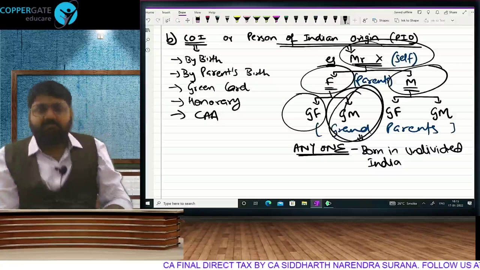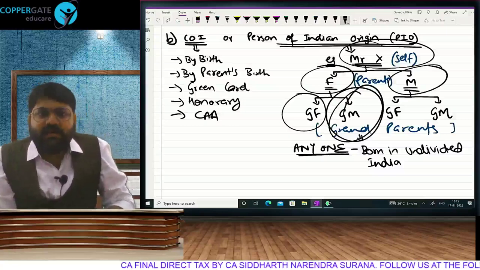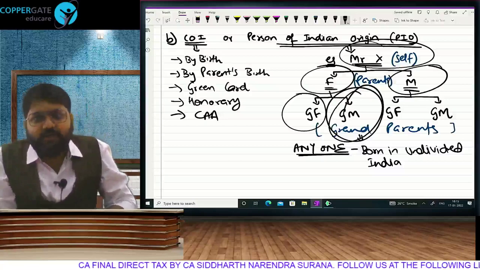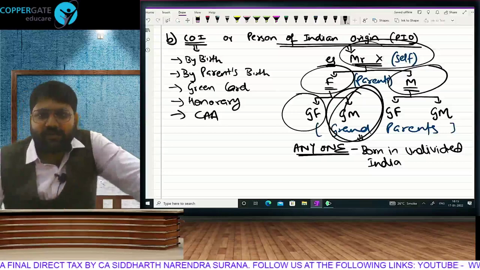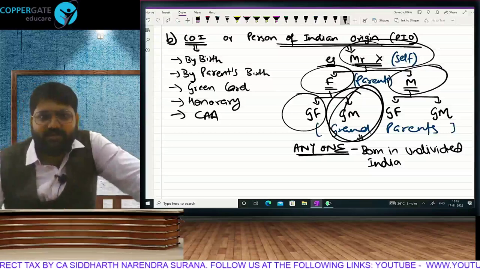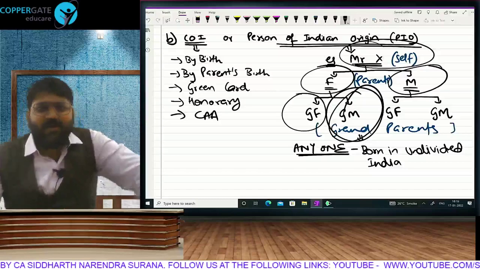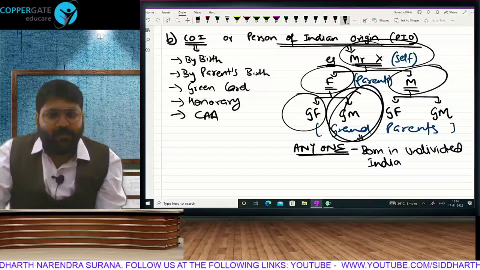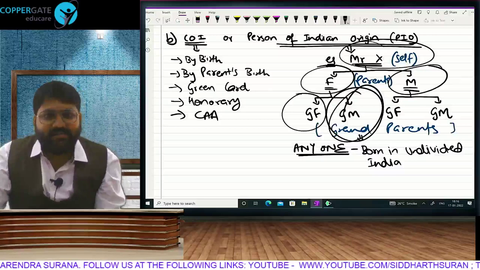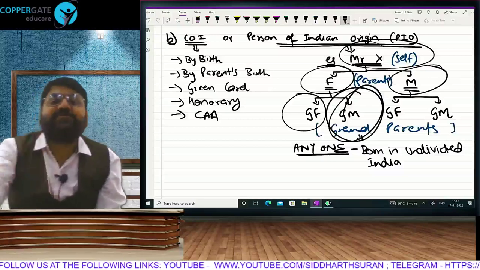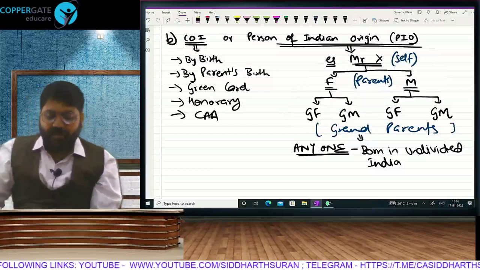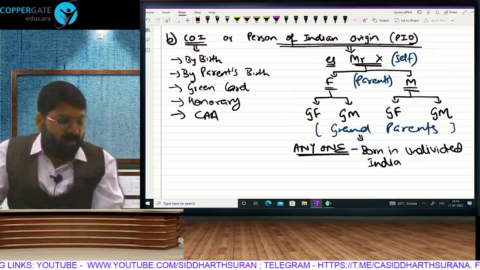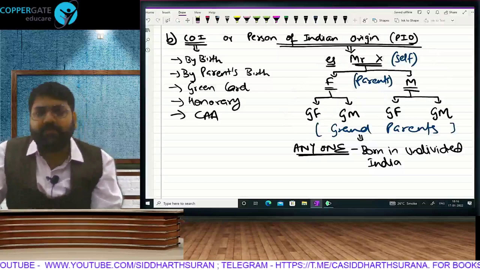This grandmother, means father's mother, born in Dhaka in 1942. And for this you need to know geography, that Dhaka is in Bangladesh. A little geography is also required for this. Dhaka is in Bangladesh. I hope you know and understand this. Yes, sir. That means Mr. X becomes person of Indian origin. Out of seven people, if anyone born in undivided India, then you become a person of Indian origin. Tell me, are you following?